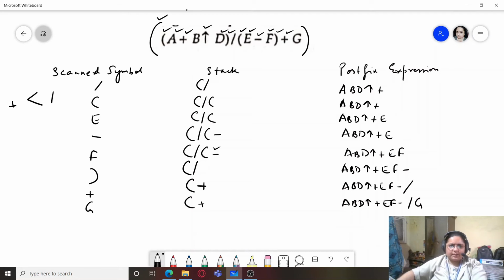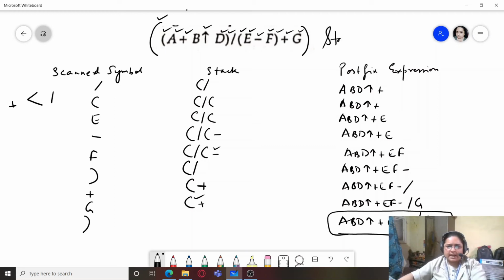After G, we have a closing bracket, the outer closing bracket, and only the plus sign is left. So that plus sign will be popped and appended to the postfix expression. So this is our postfix expression, and this is using the stack method.